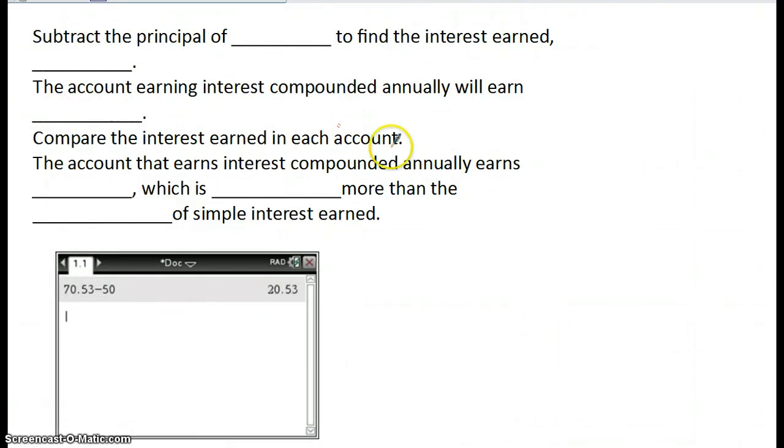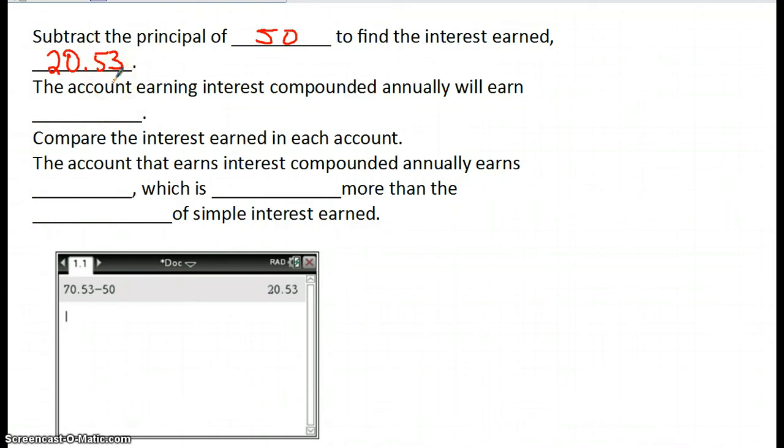So now we go back to what it says. It says you want to subtract the principal of $50, and that's what we did to find the interest earned of $20.53. The amount of earning interest compounding annually will be, well, let's see.